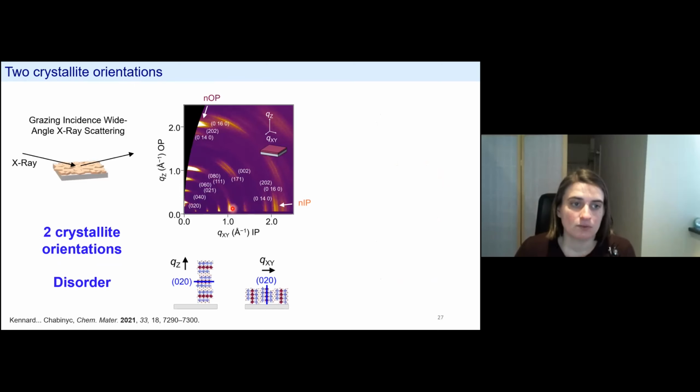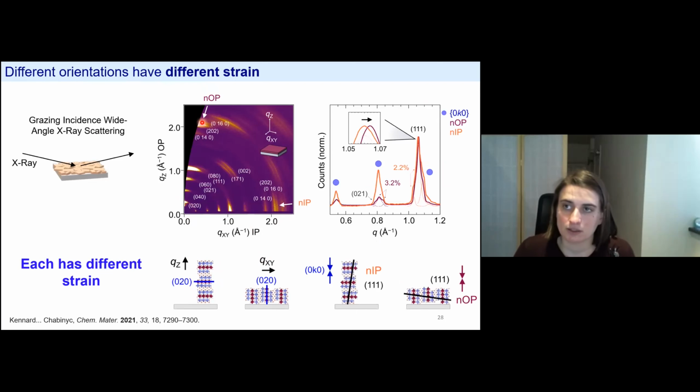We also see that we have two crystallite orientations. So the fact that we have 0k0 in Qz tells us we have crystallites sitting upright. And the fact that we have 0k0 in Qxy tells us we have crystallites sitting on their side. Now, if we take line cuts near in plane and near out of plane, then we can calculate the strain that these crystallites experience. And we find that the crystallites that sit upright have strain compressive along their long axis. The crystallites that sit on their side are compressed along their thinner axis.